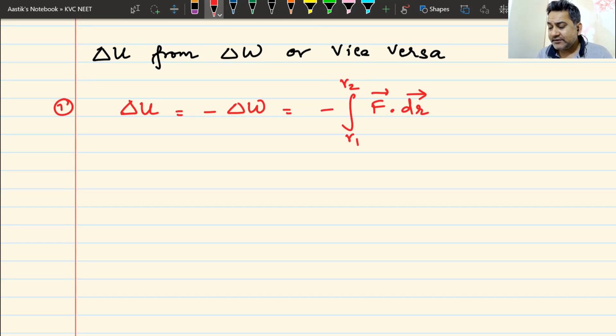We'll solve a question on this. This question has been done previously also, but in the previous part we were only calculating the work done. Here we are also calculating the change in internal energy. So we'll solve a question on that. Here comes the question.